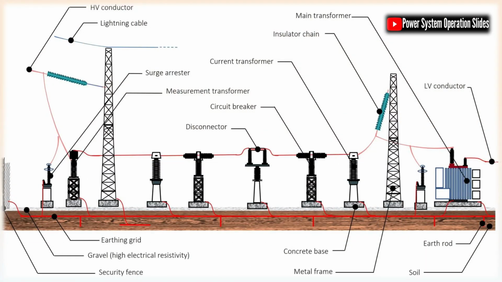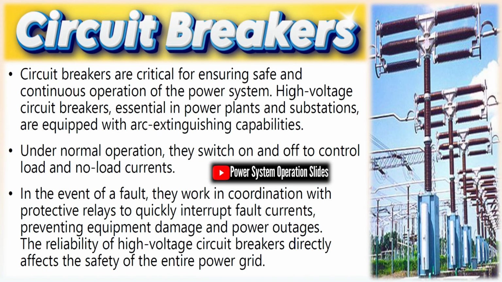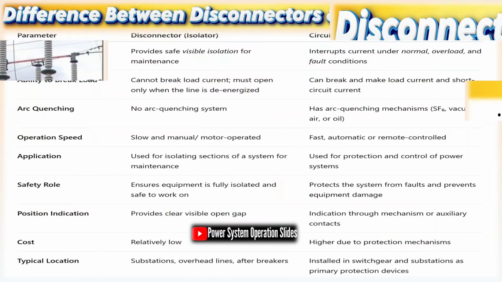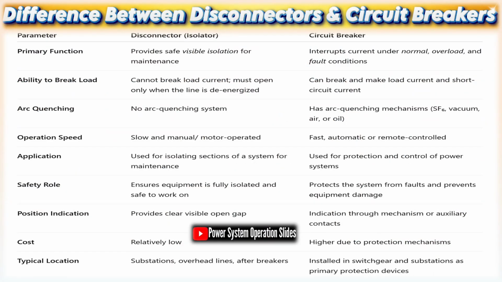Difference: disconnectors versus circuit breakers. Circuit breakers interrupt load and fault currents automatically, while disconnectors only isolate de-energized circuits. Breakers provide protection, isolators provide safety isolation. Both work together to ensure safe system operation.